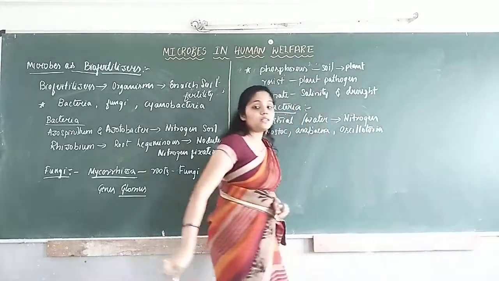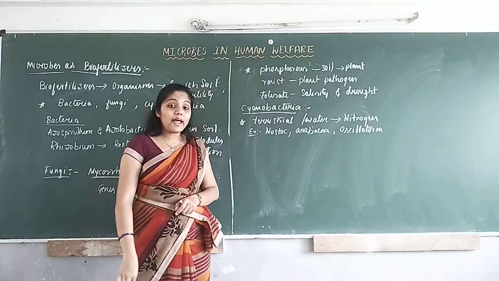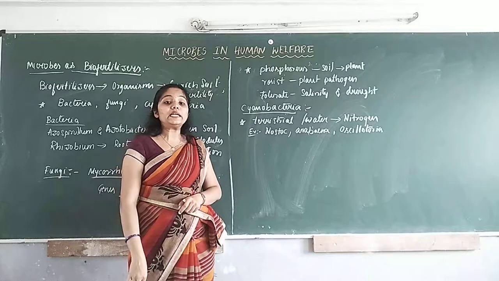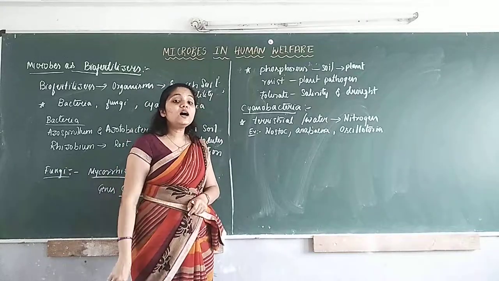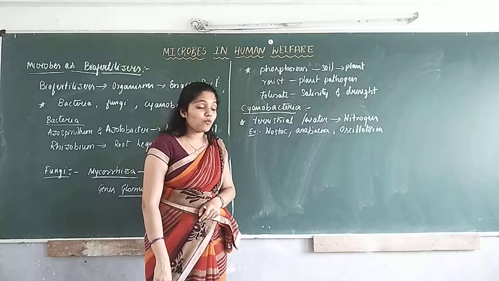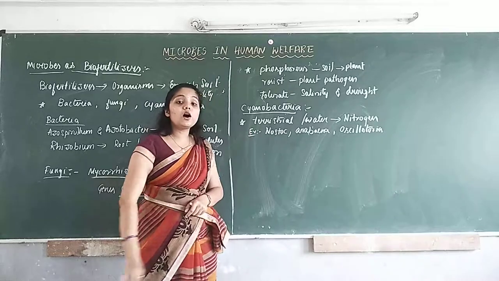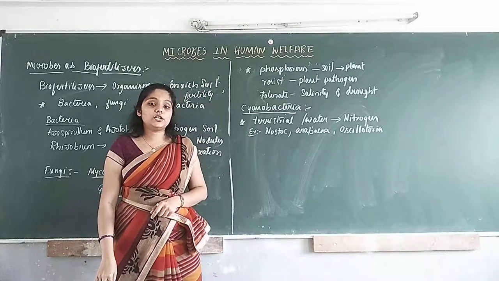Okay, so these are the examples for the cyanobacteria. The cyanobacteria is also called blue green algae. They fix the atmospheric nitrogen. They are present in both the land and the water. They help in nitrogen fixation. So that is Nostoc, Anabaena, and Oscillatoria.